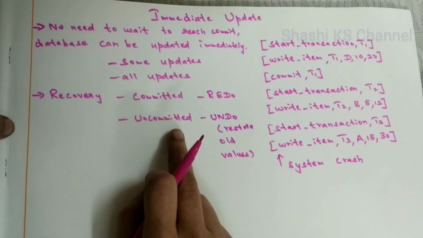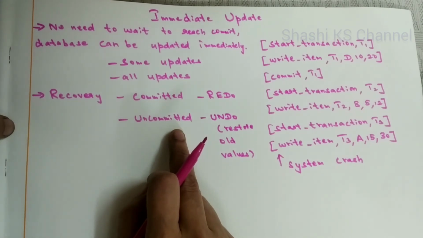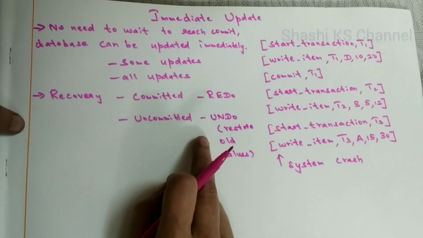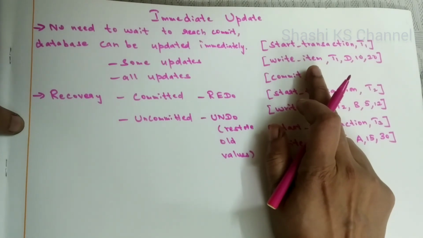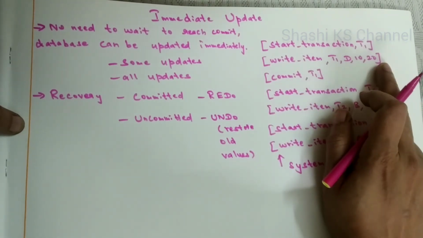But this uncommitted transaction would have modified the values of data items in the database itself. So from where will I get the old values of data items? For this, recall that in the deferred update technique, the log entry is going to contain only the new values of data items.